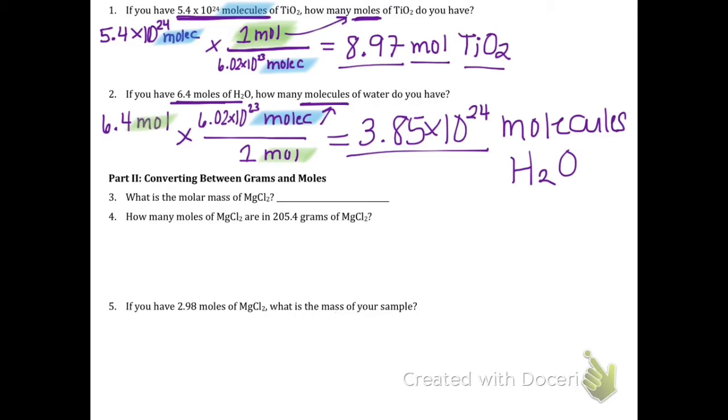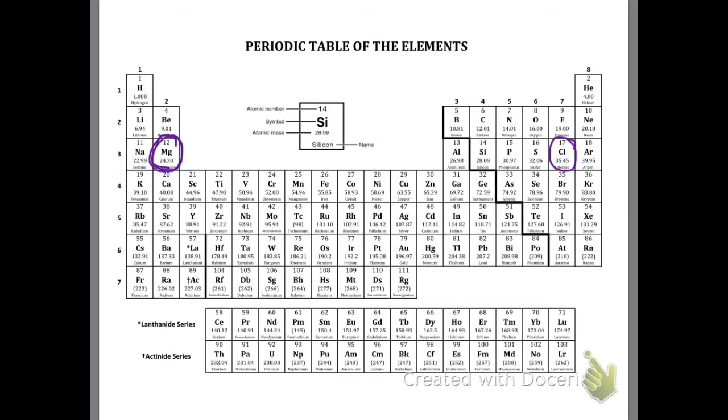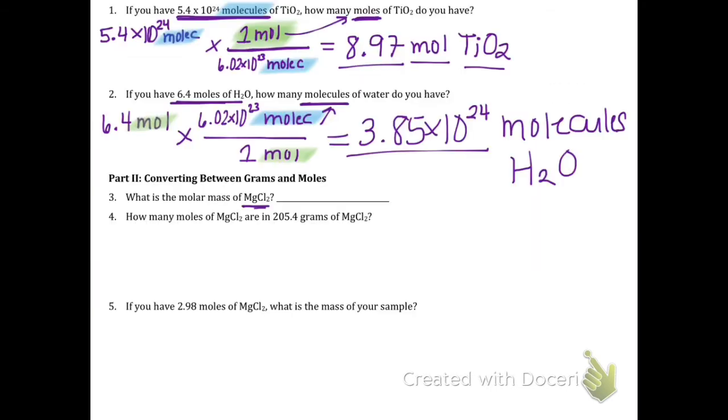Okay, so let's try a different type of example where here you're going to look for the molar mass of magnesium chloride. So you have 1 magnesium and 2 chlorines. So magnesium is over here, chlorine is over there, and you have 2 of them. So when you add it up together, what do you get? Hopefully it was 95.2 grams per mole. Okay, so let's try out these problems.